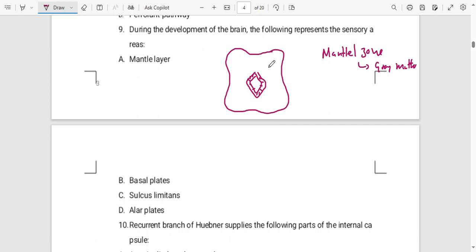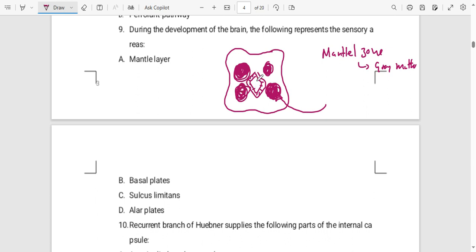So you are going to see it differentiating. The mantle zone is going to differentiate on the left side and on the right side. And they are going to be divided by what we are calling the sulcus limitans. So anteriorly, this is the mantle zone. All these four things that I've shaded are coming from the mantle zone. But now we have separated it because of more development.